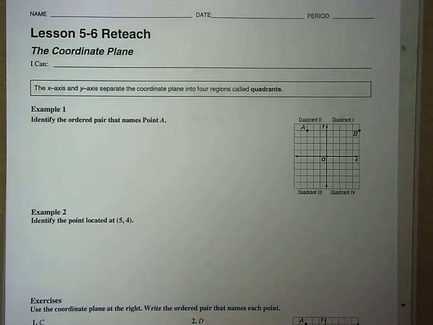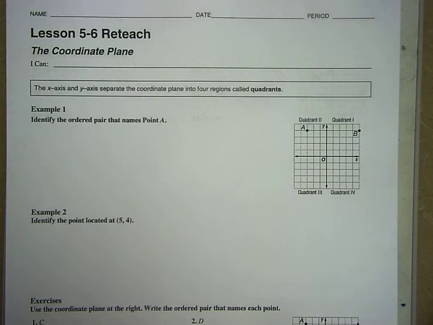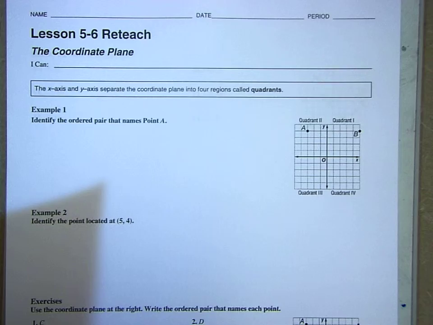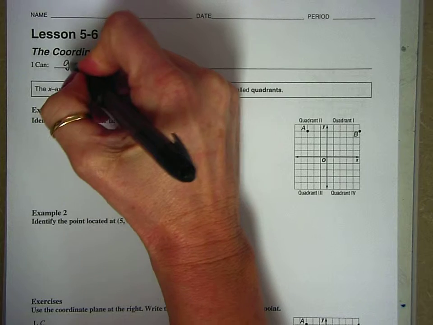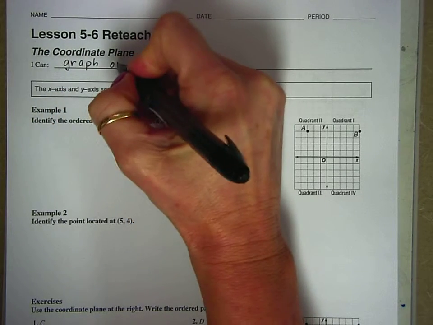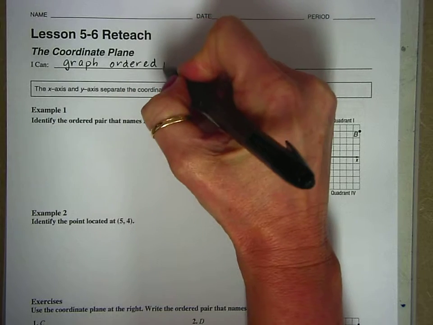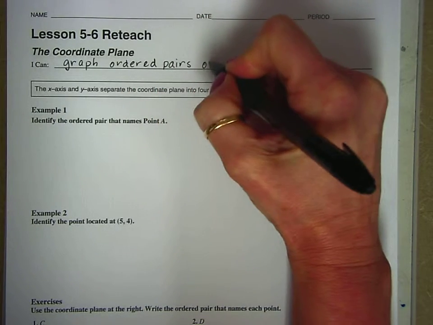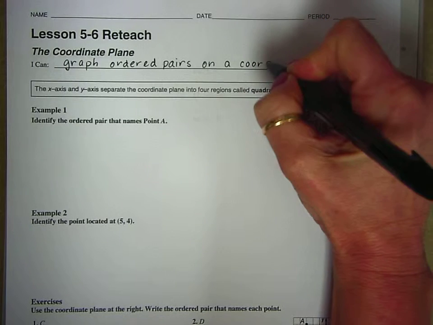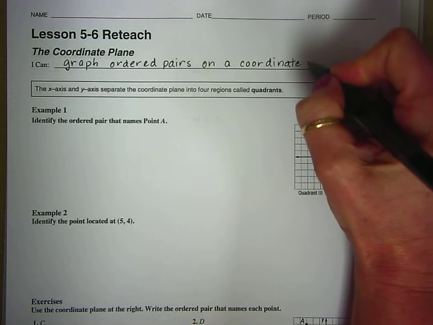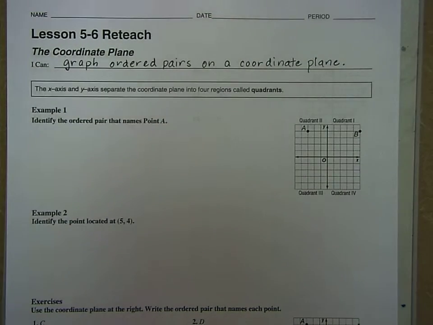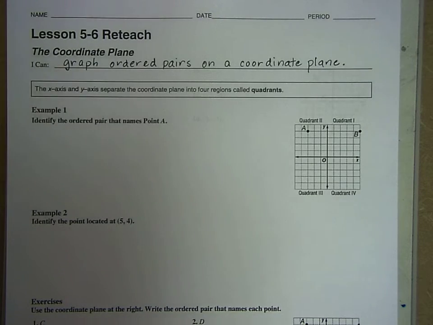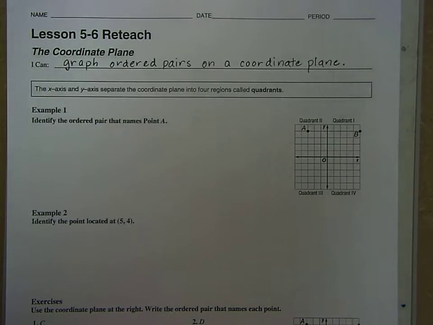Okay, students, we are moving right along through chapter 5, and today we're going to be talking about the coordinate plane. Our I can statement would be: I can graph ordered pairs on a coordinate plane. They also call that a learning target. So this is our learning target.